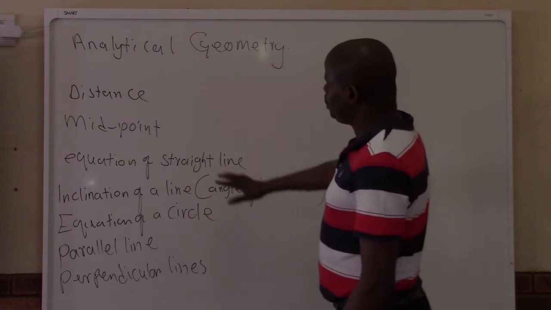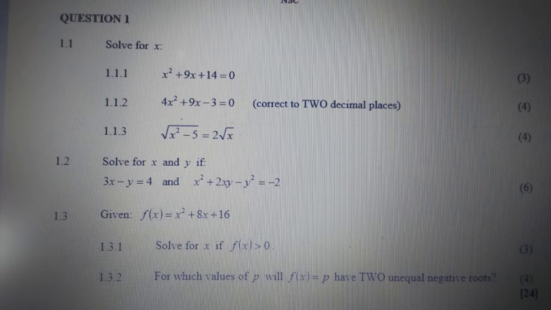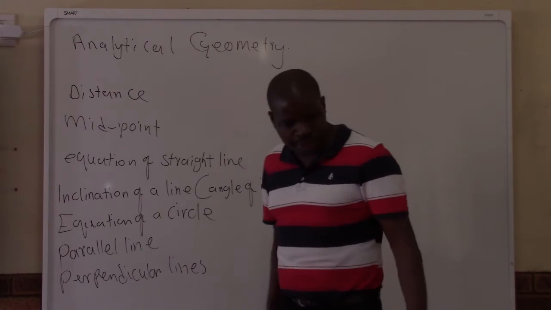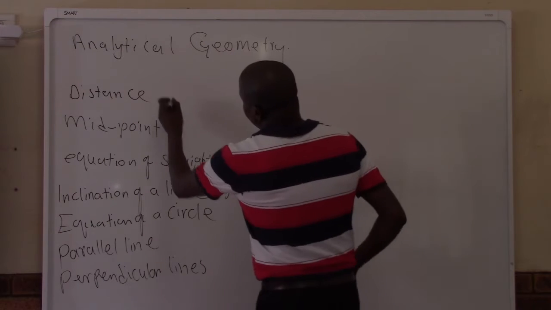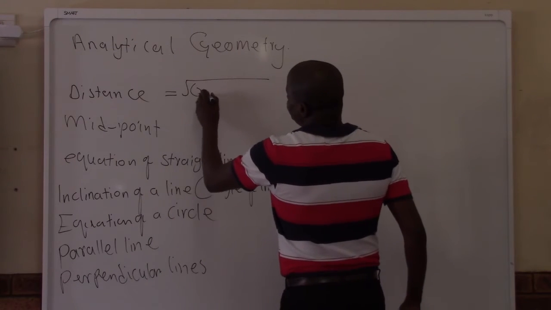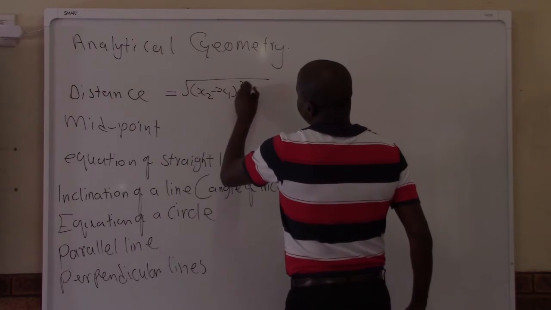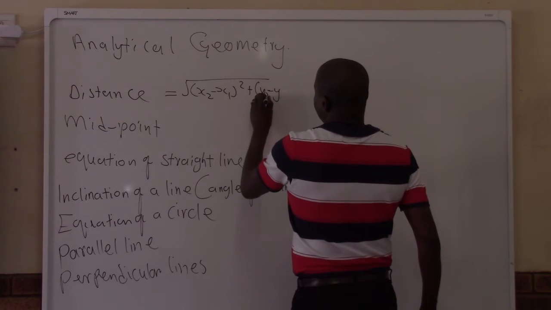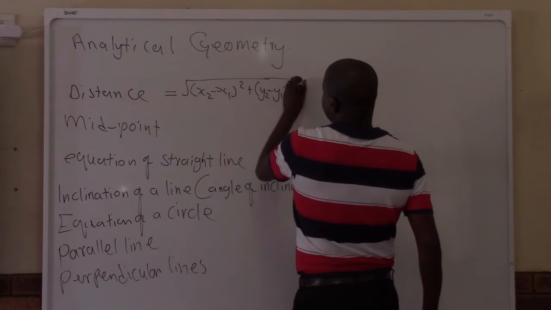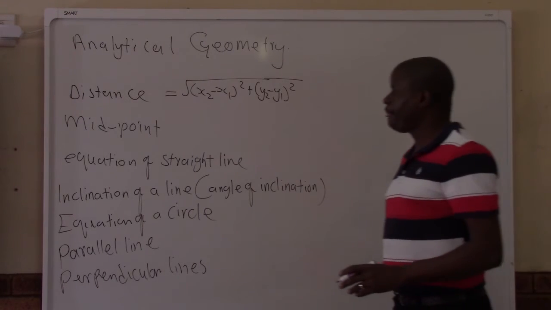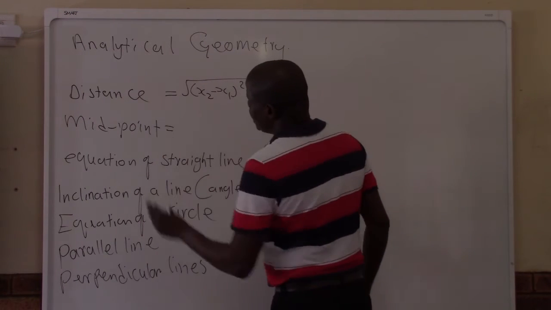When we look at this, analytical geometry is mainly based on distance, and we are going to take a look at the formula. The distance formula is the square root of x2 minus x1 squared plus y2 minus y1 squared. This formula gives us the distance of any straight line at any given time in a Cartesian plane.